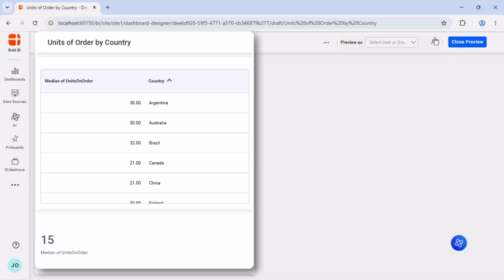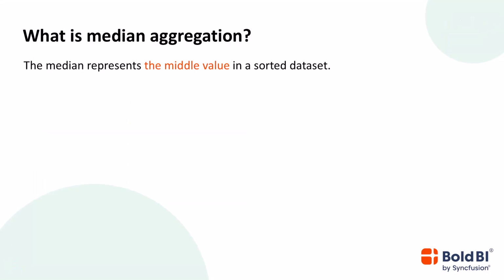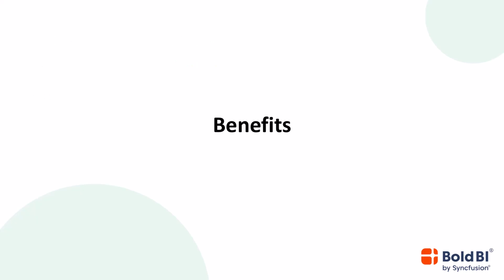Let's dive in. The median represents the middle value in a sorted data set. Let's take this example: 10, 15, 20, 25, and 500. The average is 114. But does 114 truly represent the typical value in this data set? Not really. The median is 20, which better reflects most data points. Unlike averages, median is less affected by unusually high or low values, making it one of the most reliable measures for many business analyses.